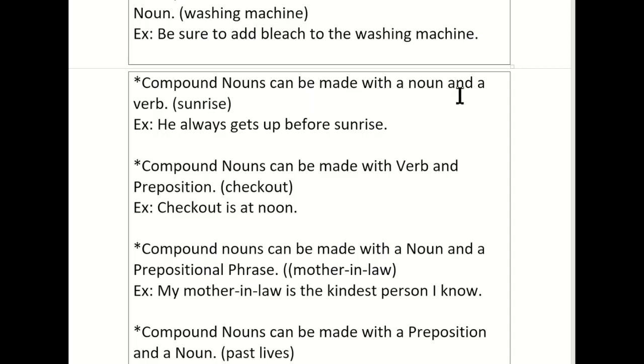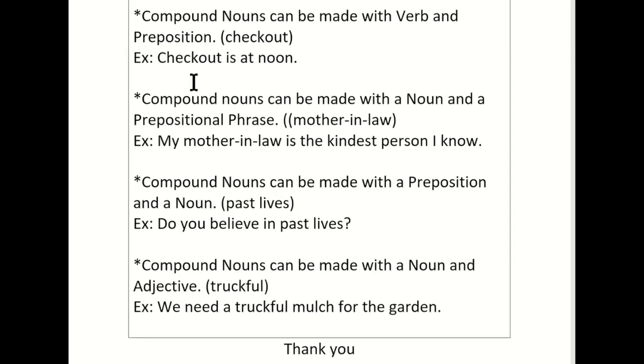Compound nouns can be made with a noun and a verb: sunrise. Example: he always gets up before sunrise. Compound nouns can be made with verb and preposition: check out. Example: check out is at noon. Compound nouns can be made with a noun and a prepositional phrase: mother-in-law. Example: my mother-in-law is the kindest person I know.